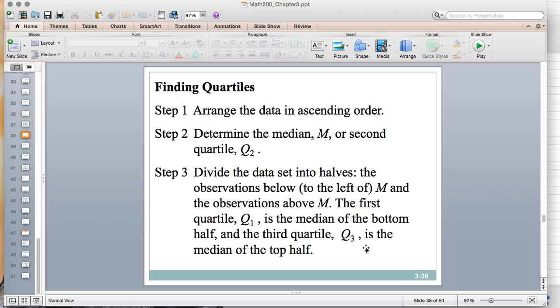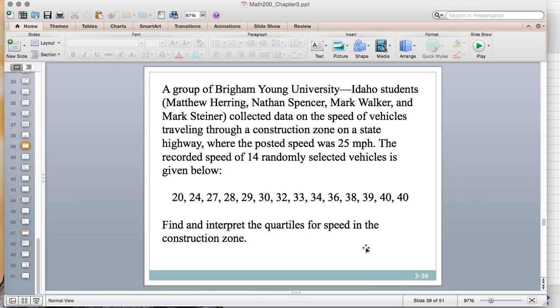With the observations that were below the median, you find a new median of just those smaller values, and that's going to be your first quartile. Then you take the upper half of the data, the larger half, you find the median of that, and that's going to be your third quartile. So let's take a look at this example here.